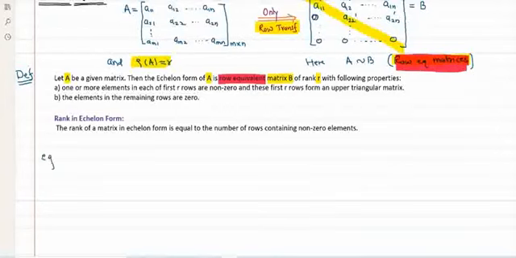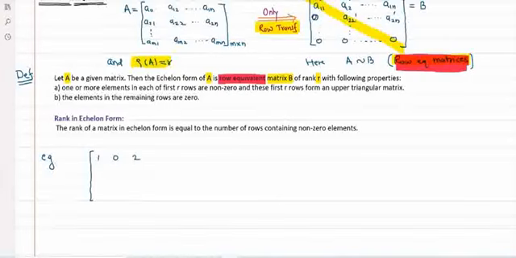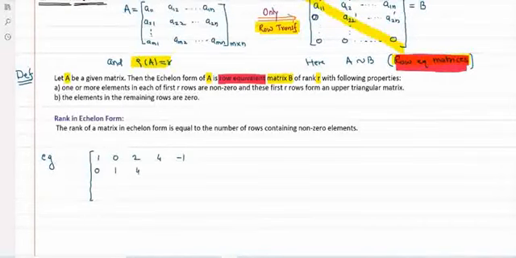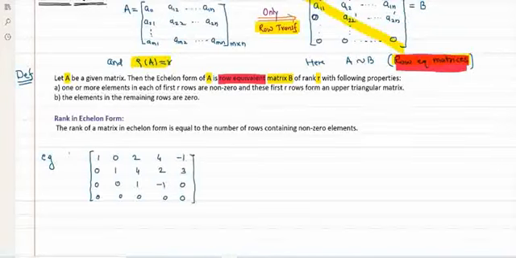I will write a matrix, and you have to identify whether this is in echelon form or not. The matrix has first row 1, 0, 2, 4 and minus 1, then 0, 1, 4, 2, 3, then 0, 0, 1, minus 1, 0, and then 0, 0, 0, 0, 0. Suppose this is the first example.